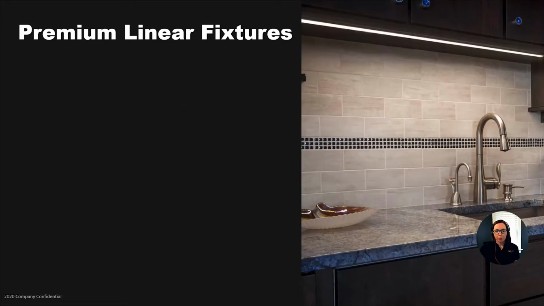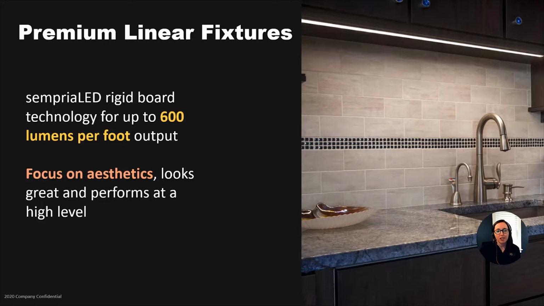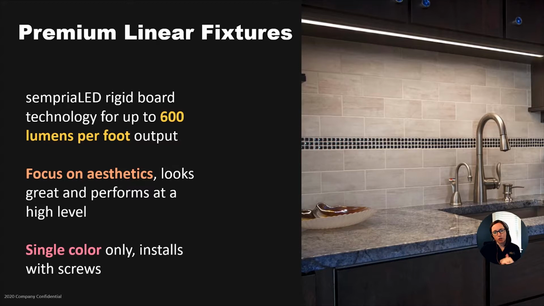And then the last preset really focuses on the premium linear fixtures. So with these, they're a little more powerful. They can go up to 600 lumens per foot of output. These are really, really sleek looking. They perform at a really high level, and they just come in a single color, and they install with screws, a little bit different than the last types.